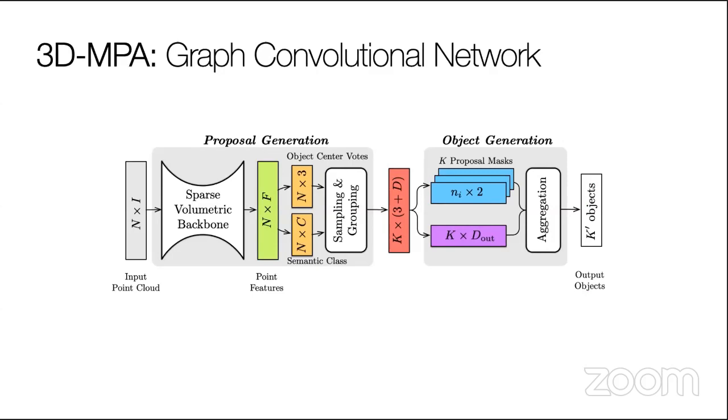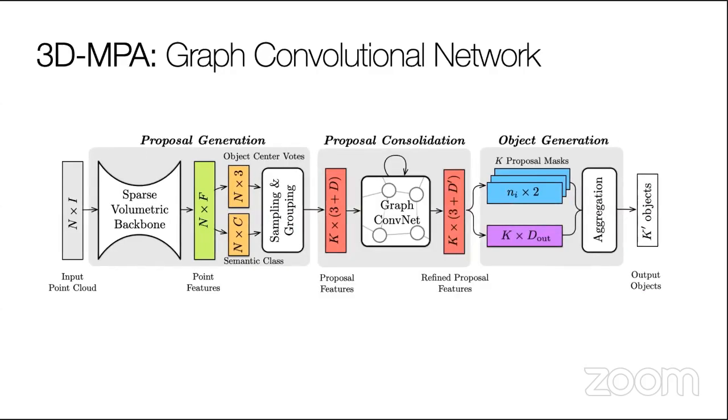As a last component, a graph convolutional network enables direct interactions between proposals as opposed to point-level interactions in the sparse volumetric backbone. The nodes of the graph correspond to the proposal positions, and an edge between two nodes exists if the Euclidean distance between them is smaller than 2 meters.